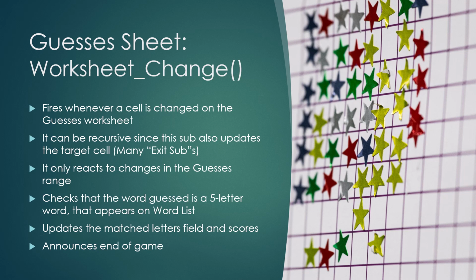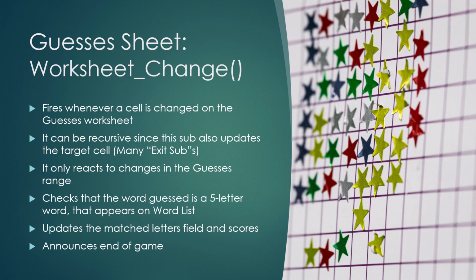This spreadsheet is protected, and early on in the first video, I had you unlock just the guesses range so that when the spreadsheet gets protected, only the guesses range can be operated on. However, other pieces of code will update parts of the guesses spreadsheet. So this code is only going to react to changes that are in the guesses range.